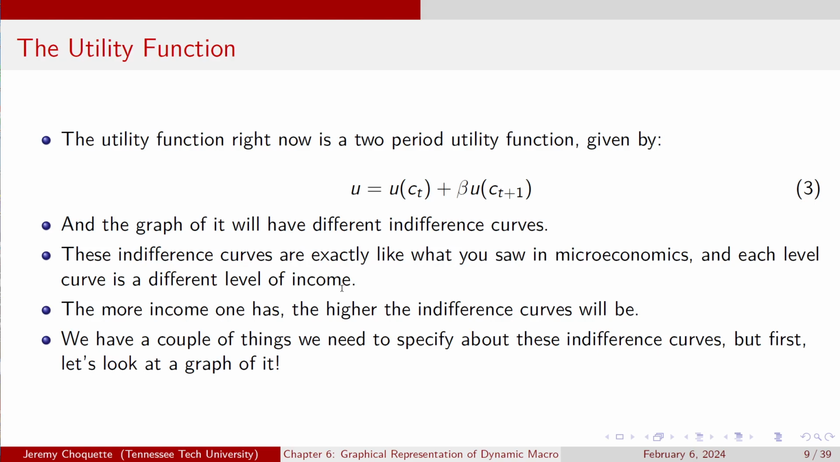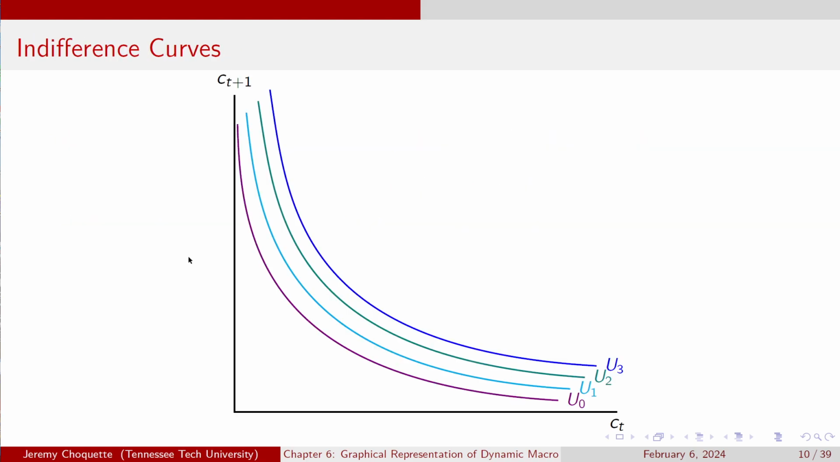And we have a couple things we need to specify about these indifference curves, but first let's just take a quick look at it. So these indifference curves right here represent different levels of utility or different levels of happiness. Now, on, say, the indifference curve U sub 0, whether I consume this much today and this much tomorrow, or if I consume this much tomorrow and this much today, my level of happiness is going to be the same.